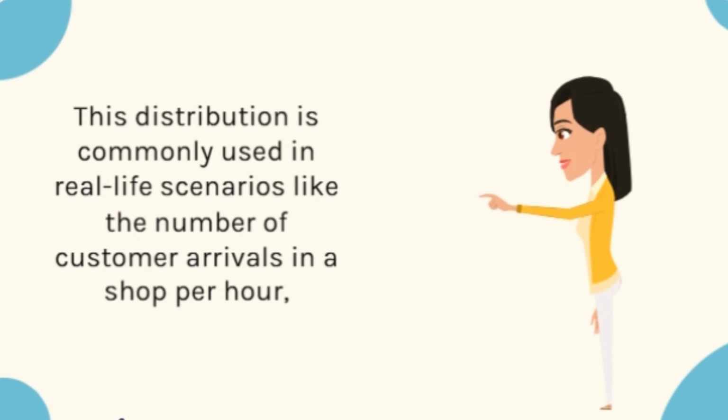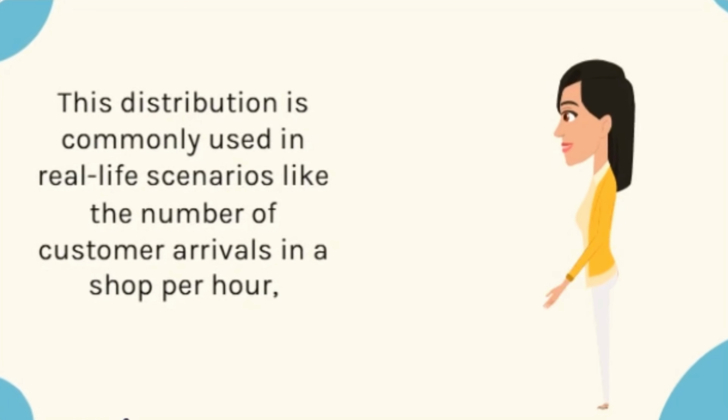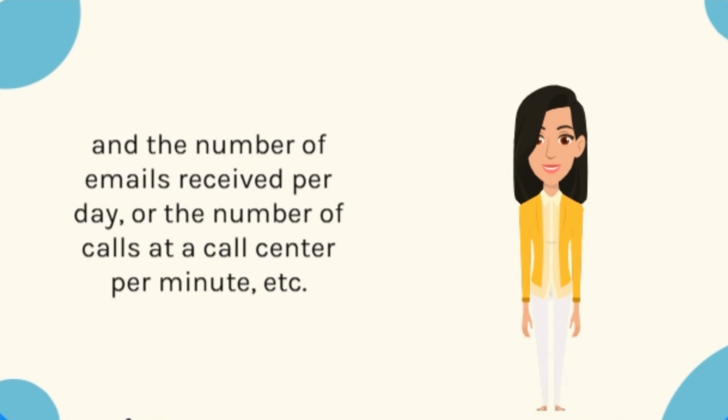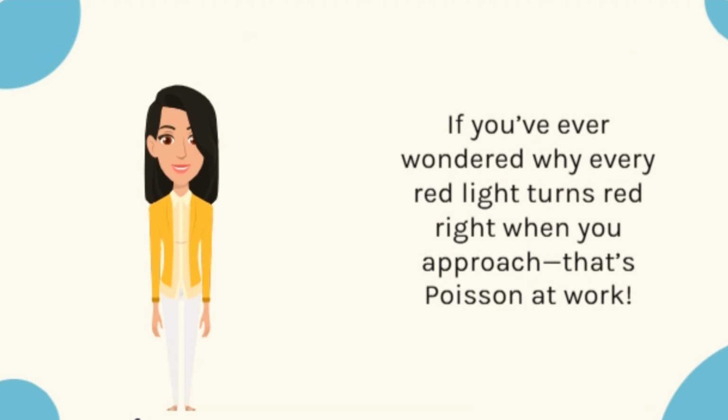This distribution is commonly used in real-life scenarios like the number of customer arrivals in a shop per hour, the number of emails received per day, or the number of calls at a call center per minute, and so on. If you have ever wondered why every red light turns red when you approach, that's Poisson at work.